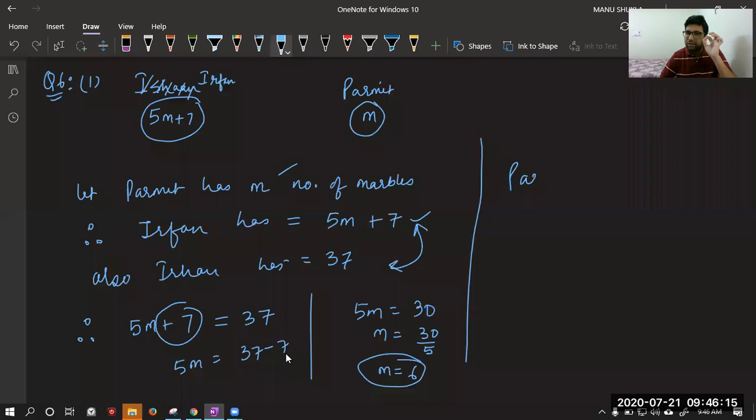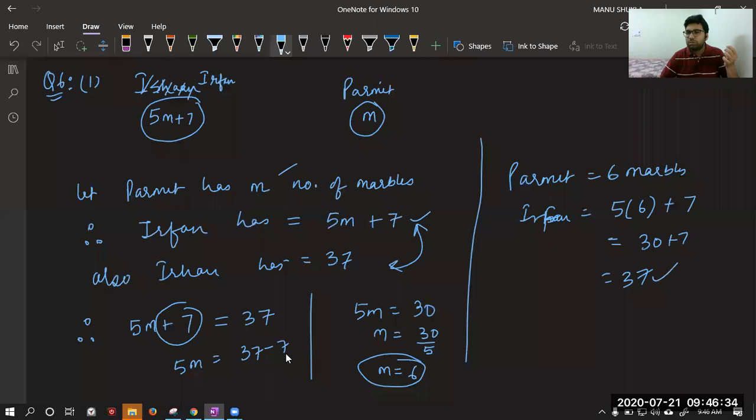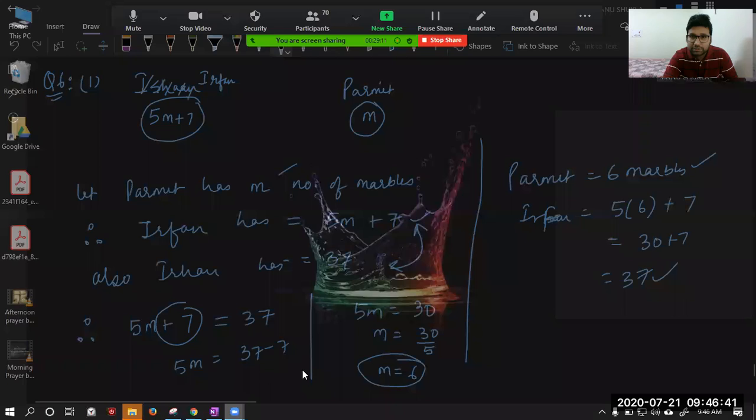Finally, we can write Parmeet has 6 marbles and Irfan has 5 into 6 plus 7, that is 30. Sorry, which is already given. Why are we finding it, wasting our time? Already given to us. So Sarvagya, how are you now? Are you able to understand this?